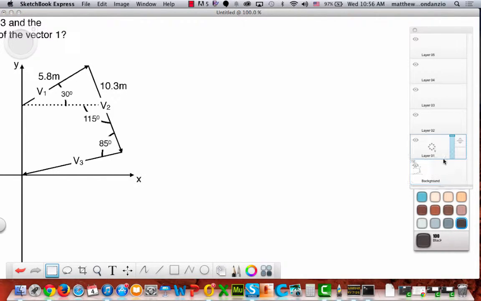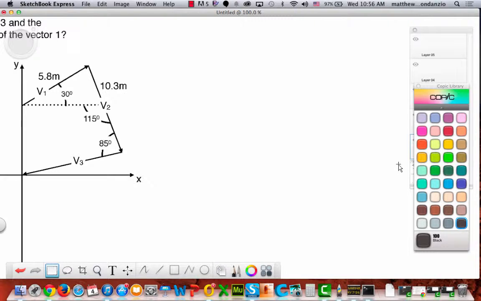One of the things you've got to realize is, first question, how many vectors do I really have if I'm asking for the beginning position of vector 1? How many vectors are there? There are actually 4. Where's the 4th vector? That 4th vector, oh, that's pretty sneaky, goes from here to here. So there's a vector, vector 4.